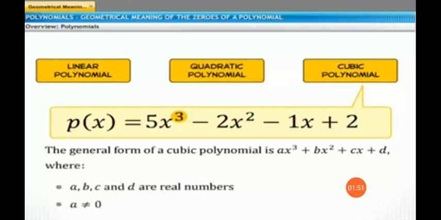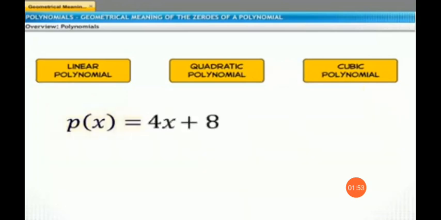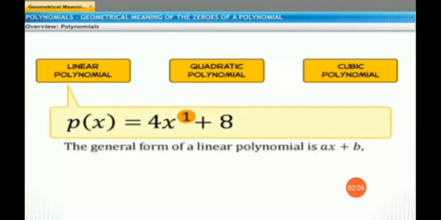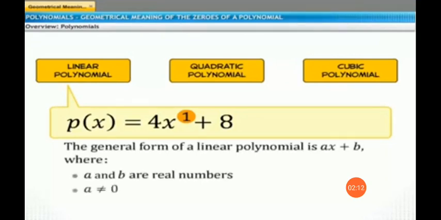Now consider the next polynomial, 4x plus 8. Here the power is 1, so it is a linear polynomial. The general form of a linear polynomial is ax plus b, where a and b are real numbers and a is not equal to 0. Got it?